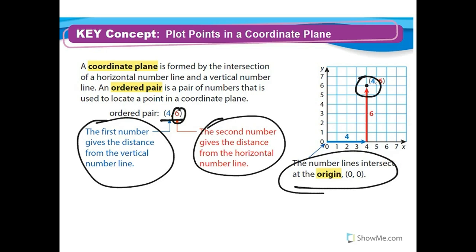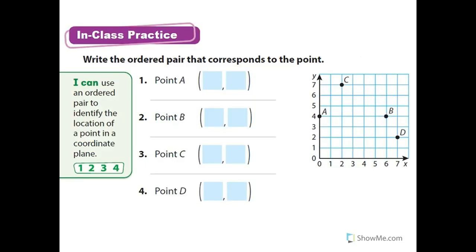4, 6, that would be our point. So let's do some practice. Write the ordered pair that corresponds to the point. So if I was looking at point A, that would be at 0, and it doesn't go anywhere. So we're at 0, and then it goes up 4. I think that's pretty straightforward. So go ahead, find point B, and then we'll go over it.